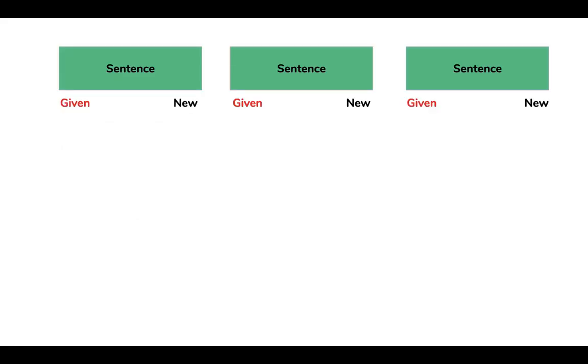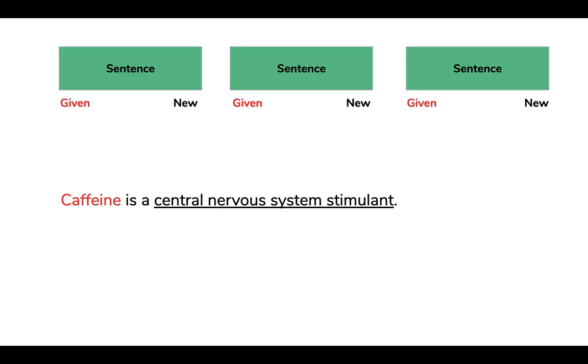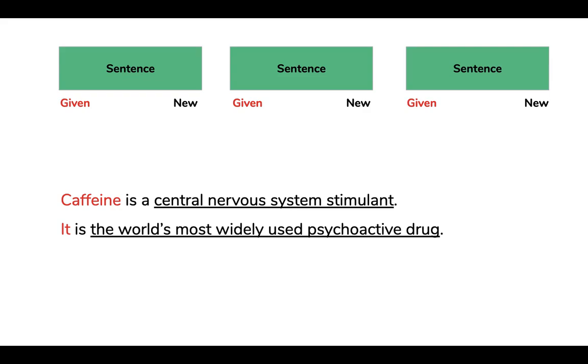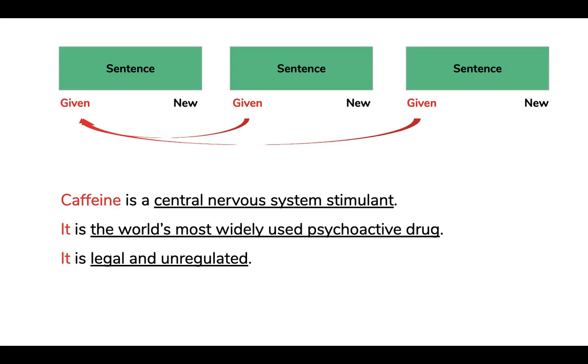So as we read a text, we go from sentence to sentence. At the beginning of the sentence, we'll typically have given information, and at the end of the sentence, new information. Let's look again at our caffeine example. Caffeine is a central nervous system stimulant. It's the world's most widely used psychoactive drug, and it's legal and unregulated. Notice then that it in the second and the third sentence refers backwards to caffeine in the first sentence. So in this case, the given information in the second and third sentence links to given information in the first sentence. This is one pattern you might encounter, but it's not the only one.